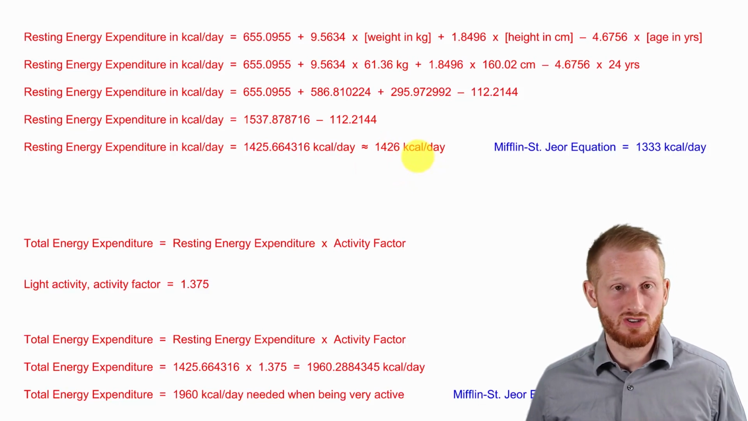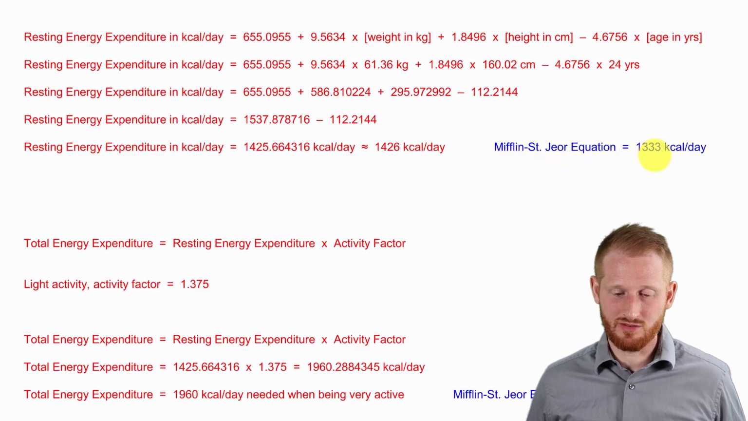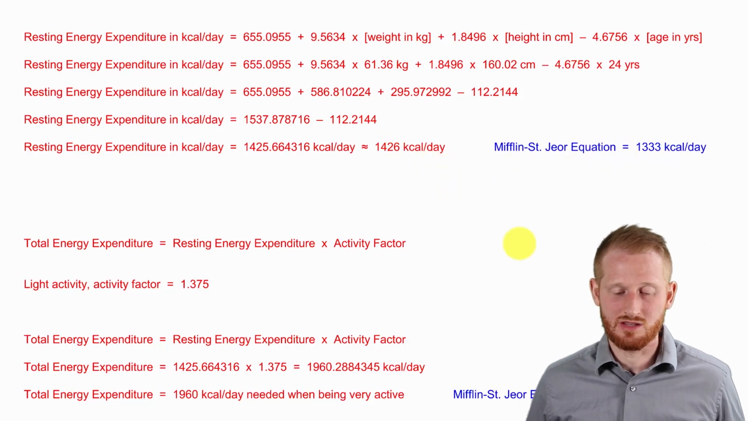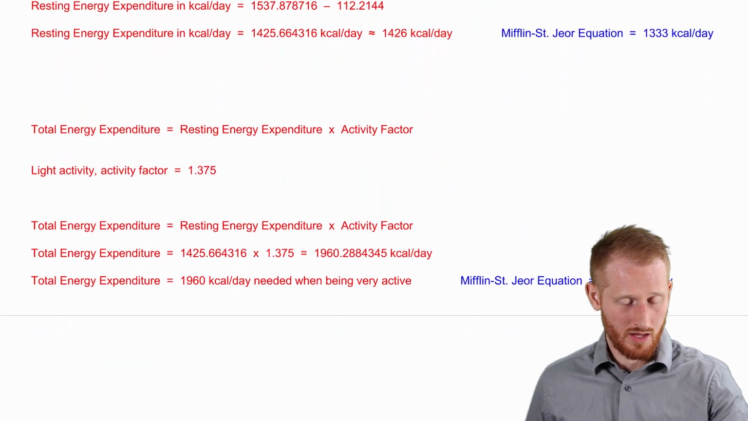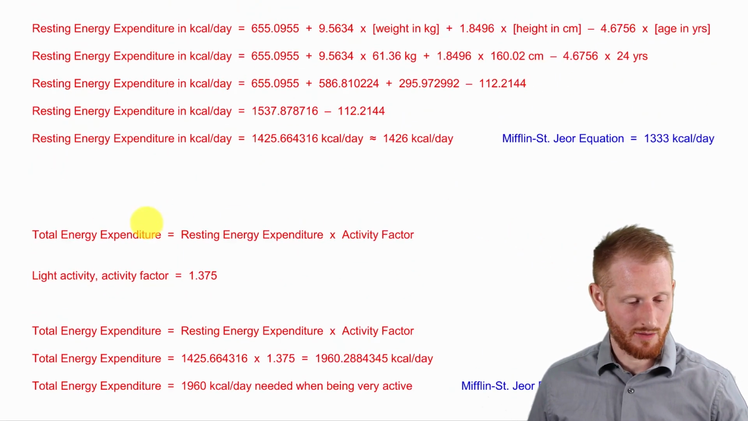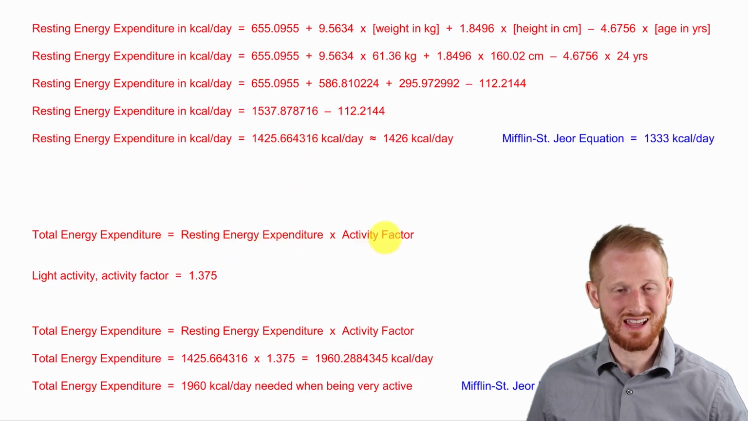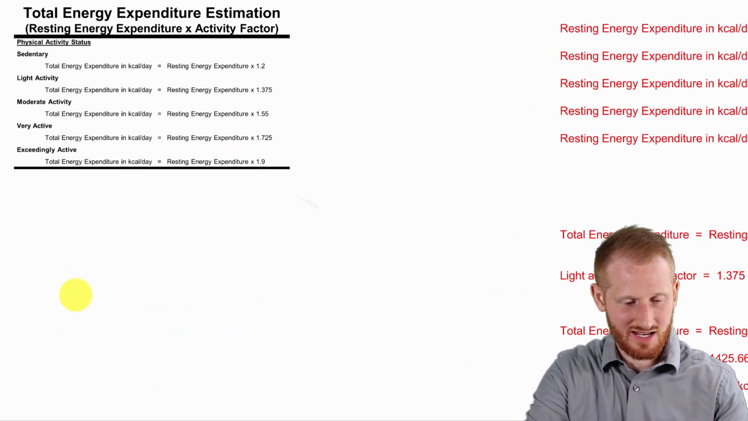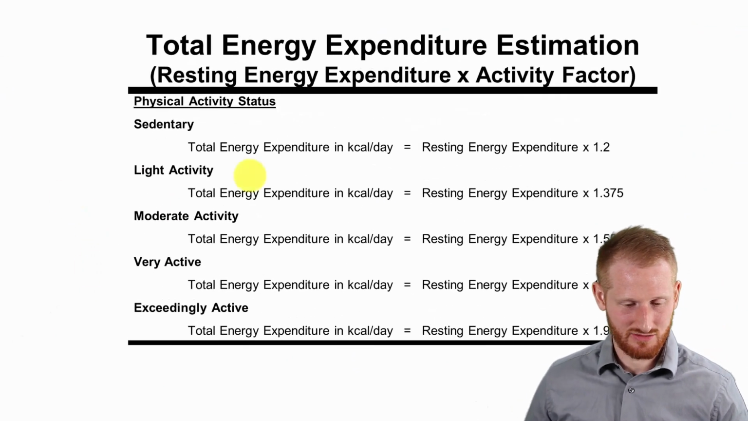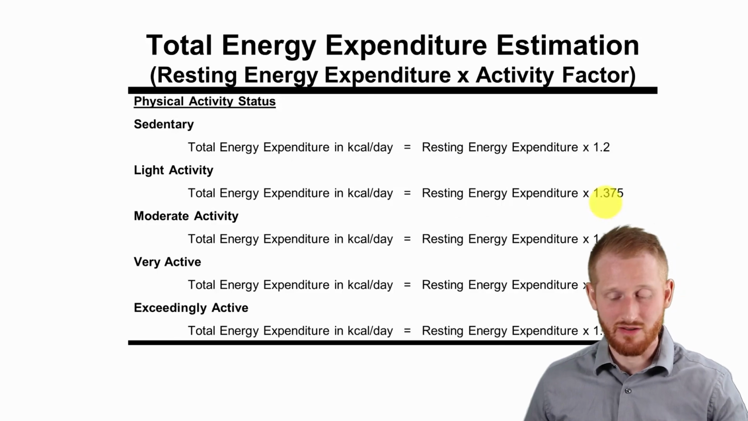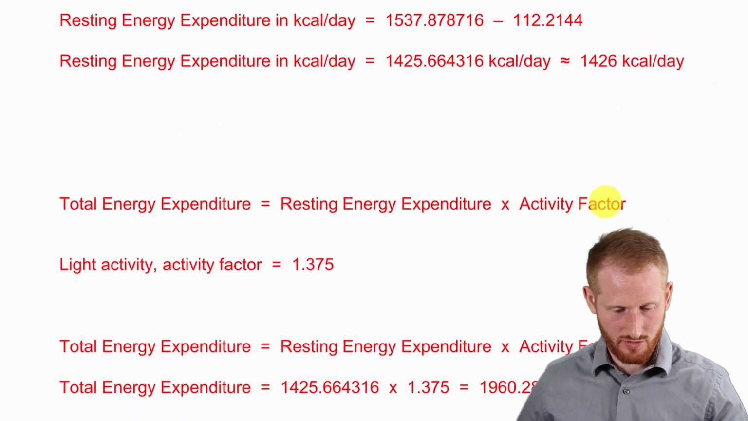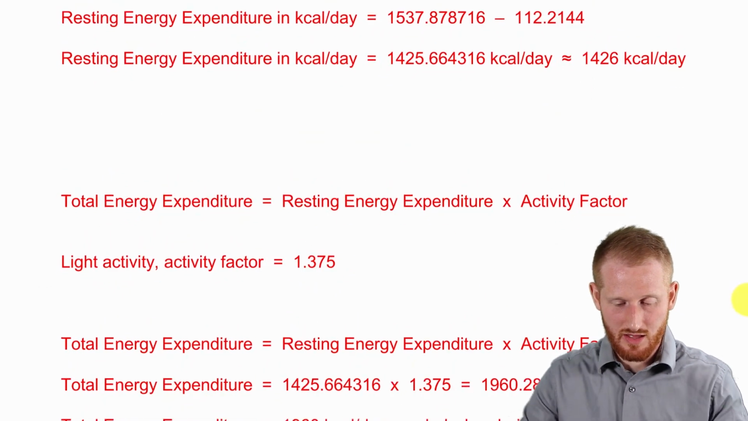The Mifflin-St. Jeor equation for the same example gives us 1,333 kcals per day. So, 80 or so kcal difference between the two equations here again. The rest of this is coming up with the total energy expenditure, which again was resting energy expenditure that we just calculated times the activity factor, and she reported being lightly active. Scrolling over just a second to show those. So the lightly active is 1.375 for the activity factor, and that's what we have right here for the activity factor.